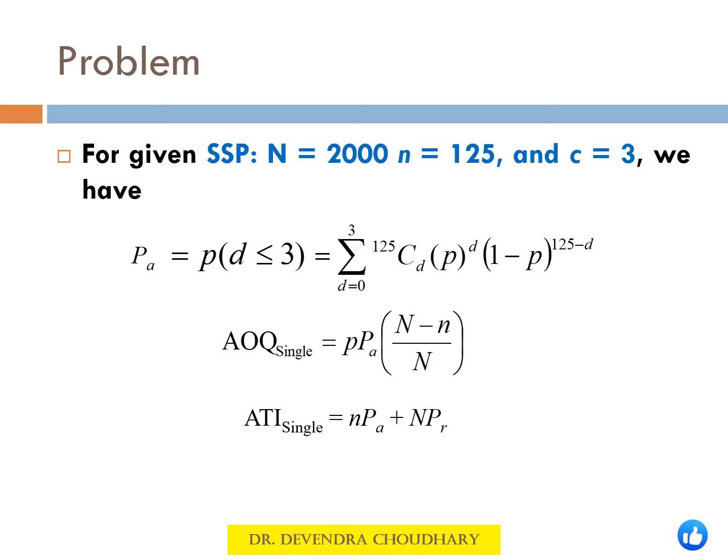So now first solve it for the single sampling plan. Since we are given lot size equal to 2000, sample size equal to 125 and acceptance number C equal to 3, and the lot size is significantly higher than sample size, we can use binomial distribution in place of hypergeometric distribution.